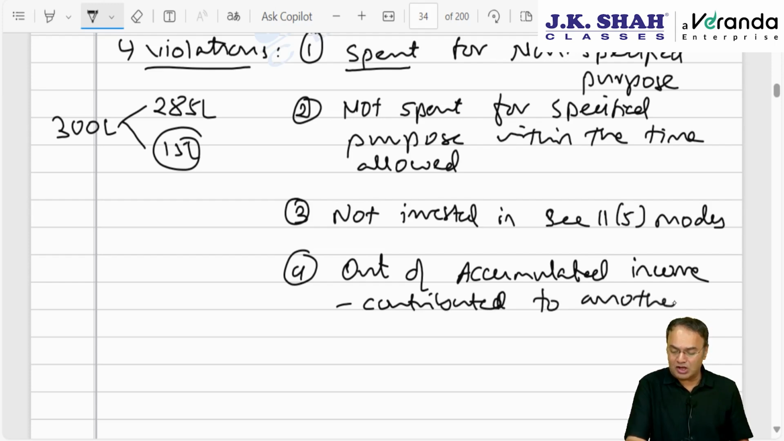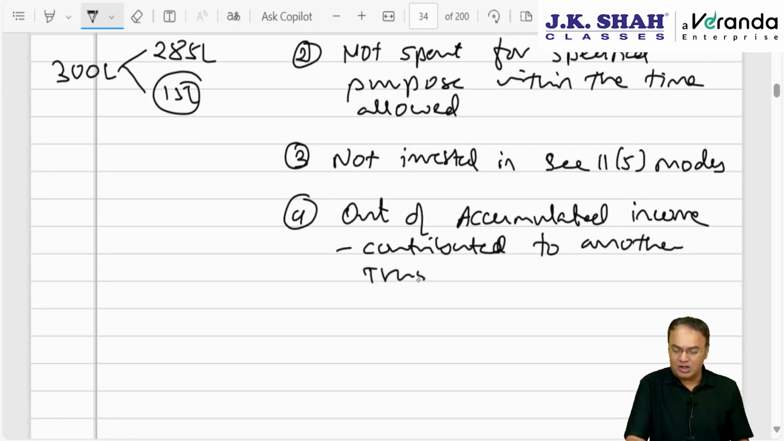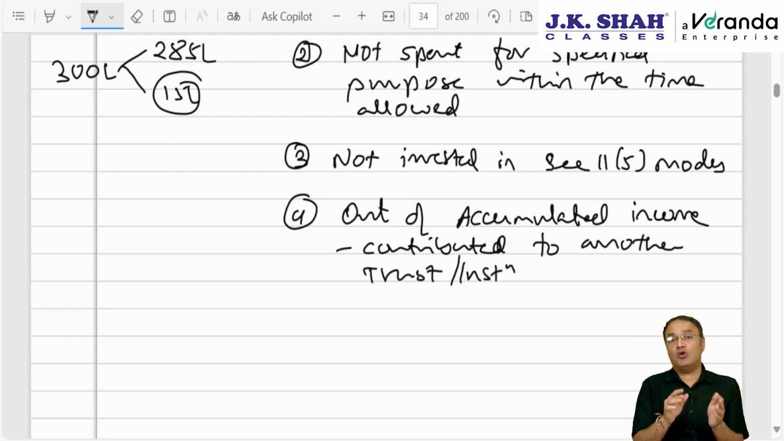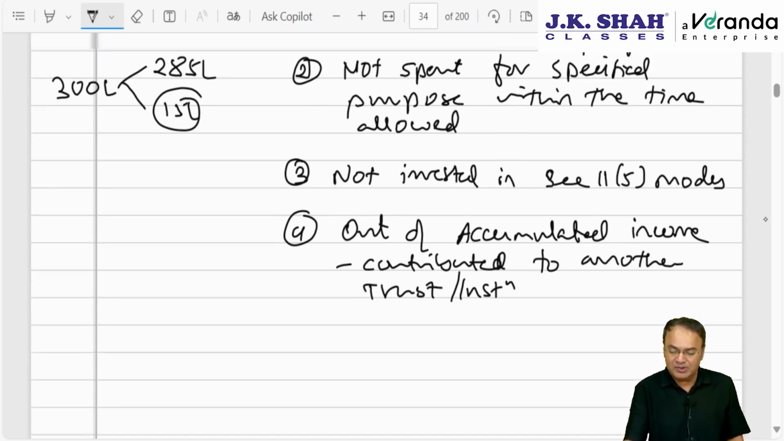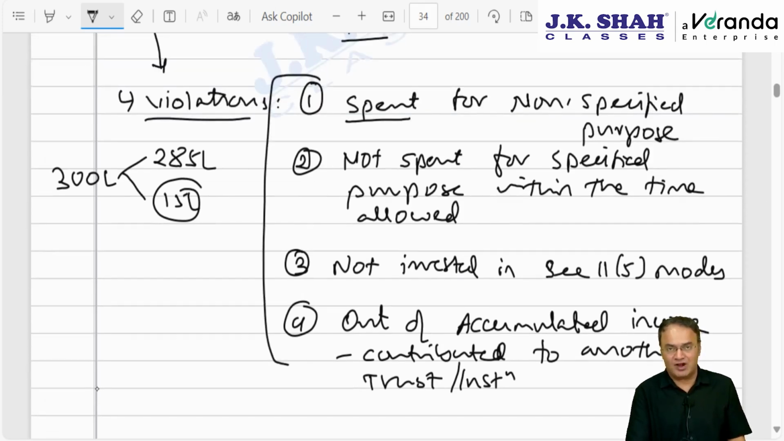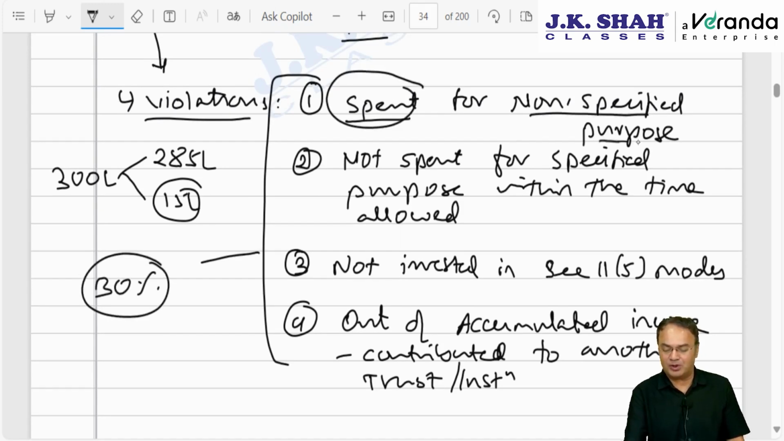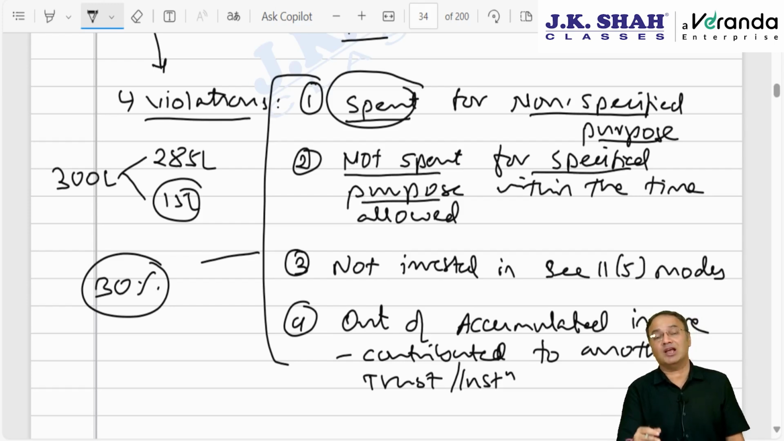Contribution to another trust is not allowed, or another institution not allowed, except in case of dissolution. If the trust is getting dissolved, then the AO may permit contributing to another trust out of accumulated funds. Otherwise, accumulated funds cannot be contributed to another trust. If contributed, gone. When will these be taxable? These all will be taxable at 30% flat rate as per 115BBI, agreed, but then when? So answer, if it is spent for a non-specified purpose, it will be taxed immediately in the same year in which it is spent for a non-specified purpose. If not spent for the specified purpose, then it will become taxable in the last year out of the total period specified by the trust.